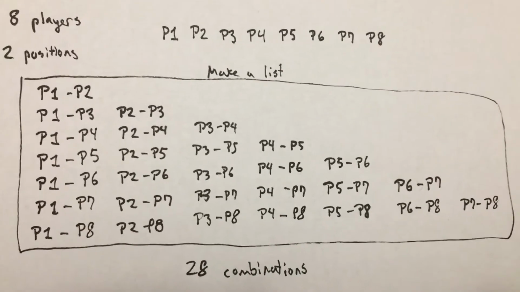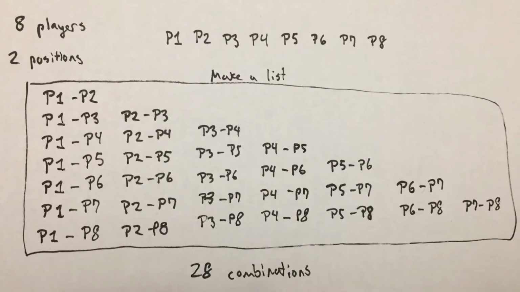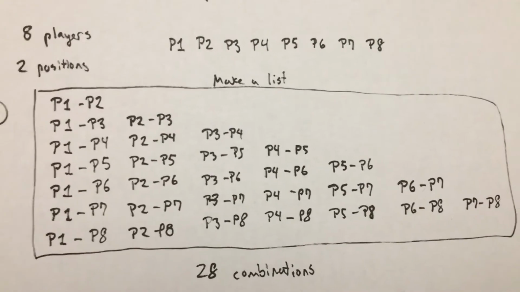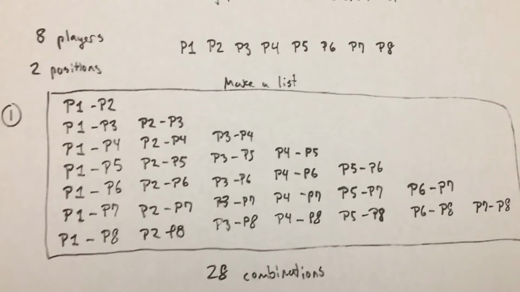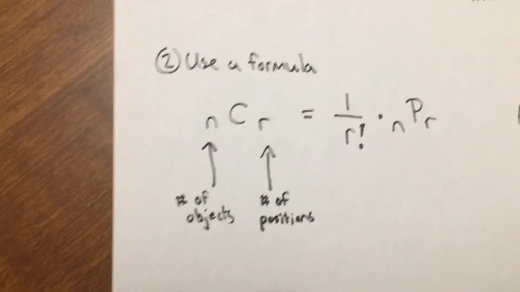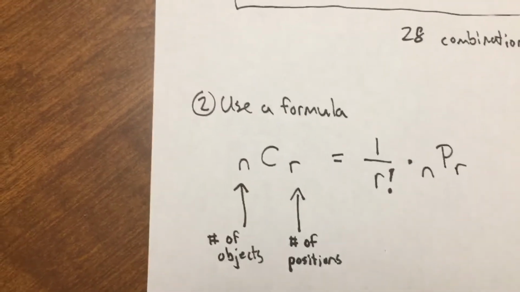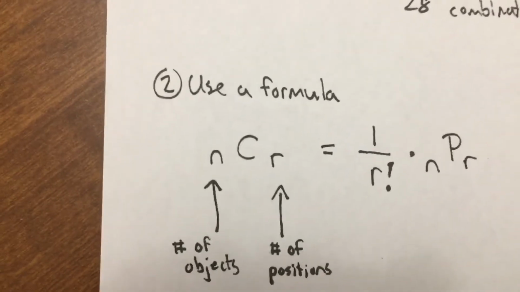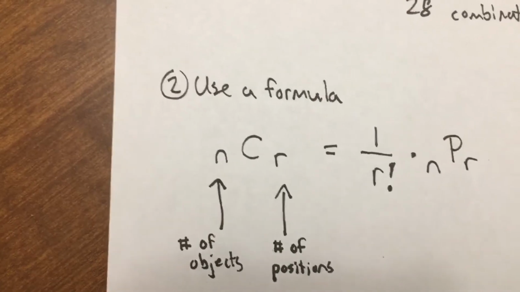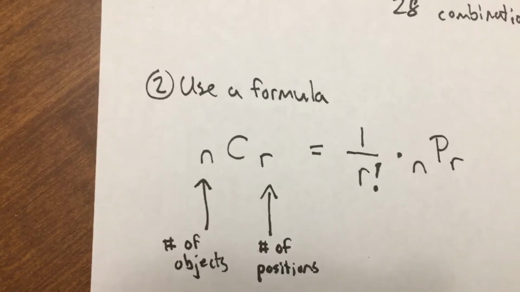So that is one way that you could calculate combinations, by listing out all of your possible arrangements. But as you can tell, it can be a very tedious and drawn out process. Another way that we could approach these types of problems is by using a formula. The formula that we're going to use for combinations is very similar to the formula that we use for permutations. It's this abbreviation nCr, where n refers to the number of objects, and r represents the number of arrangements or positions that we're dealing with.